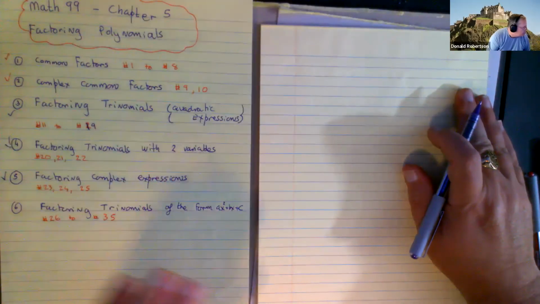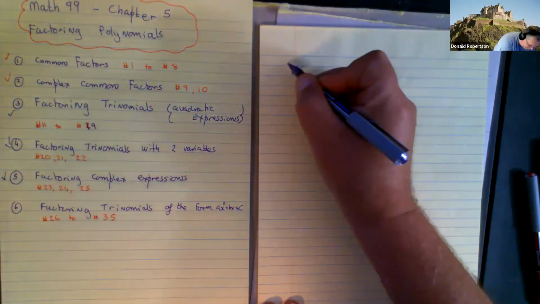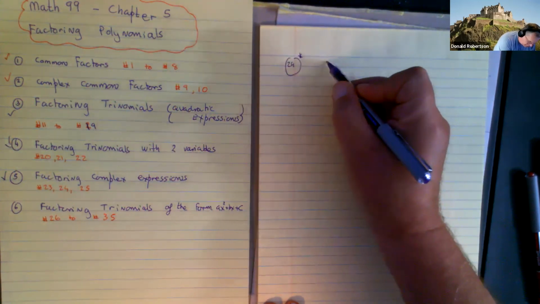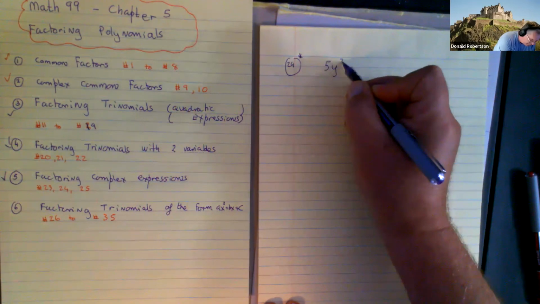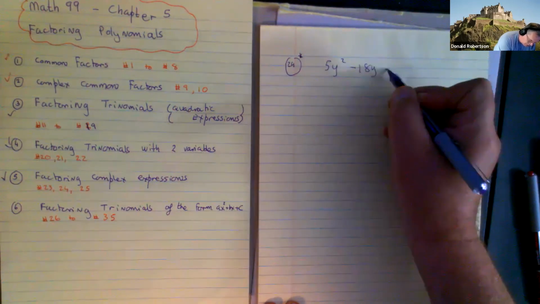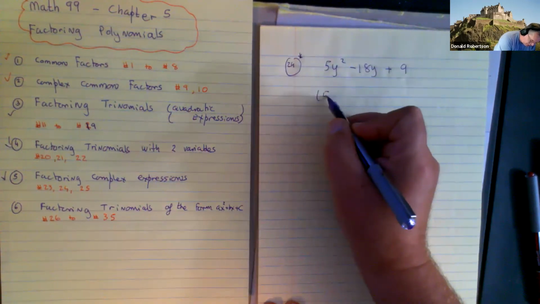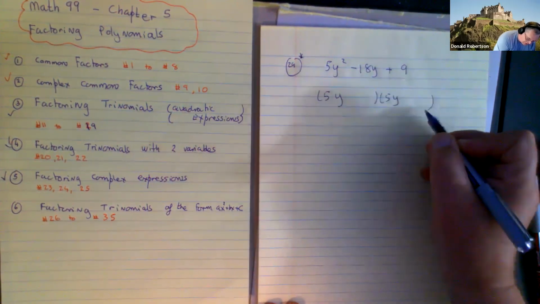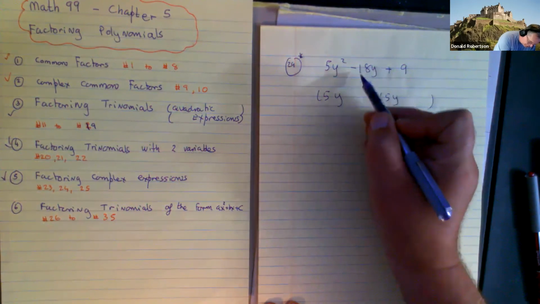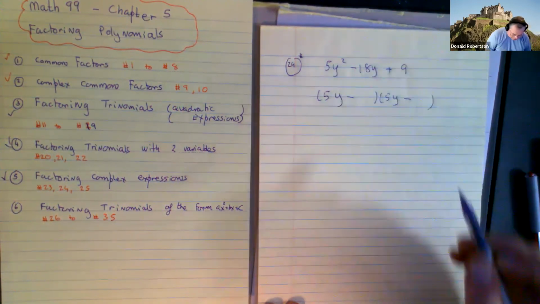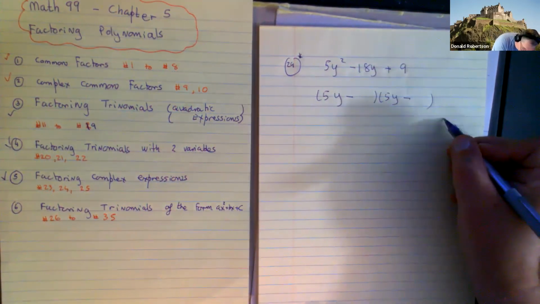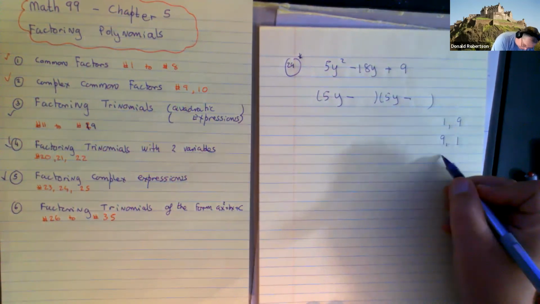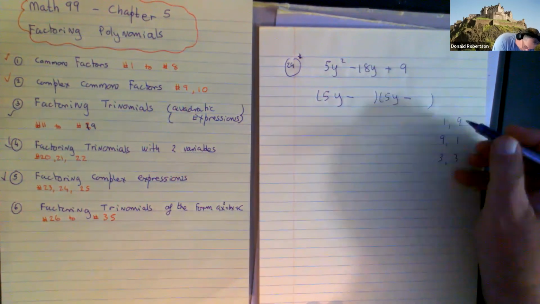Let's try 29. We have 5y squared, take away 18y plus 9. I know it has to be a 5y, that's good. Since this is +9, but that's negative, at least I know everybody is negative. Now, there's not too many ways of getting 9. And we know they're all going to be negative.